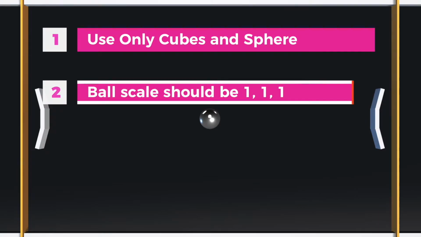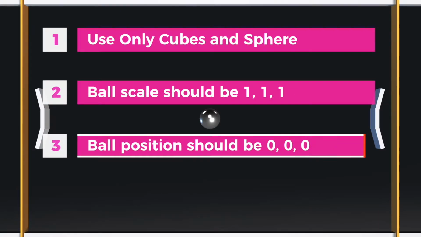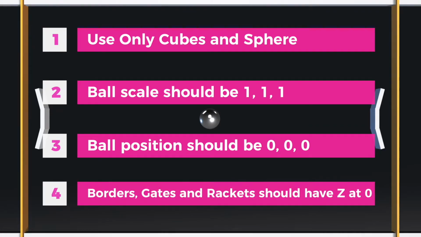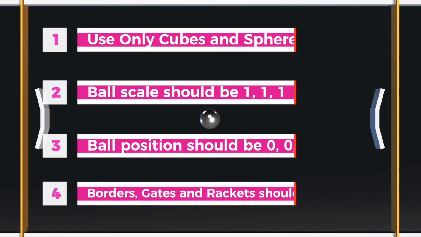As for our assignment, your task will be to create Pong level using this image as a reference. Things to keep in mind: use only cubes and sphere, make sure that your ball is of default scale 1,1,1 and its position is at 0,0,0. Borders, gate and player rackets should have that position at 0. Feel free to assign different materials to these objects according to your liking.